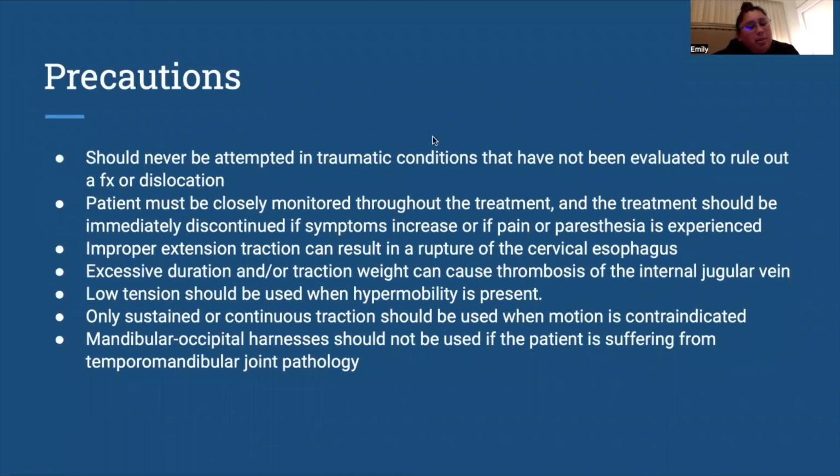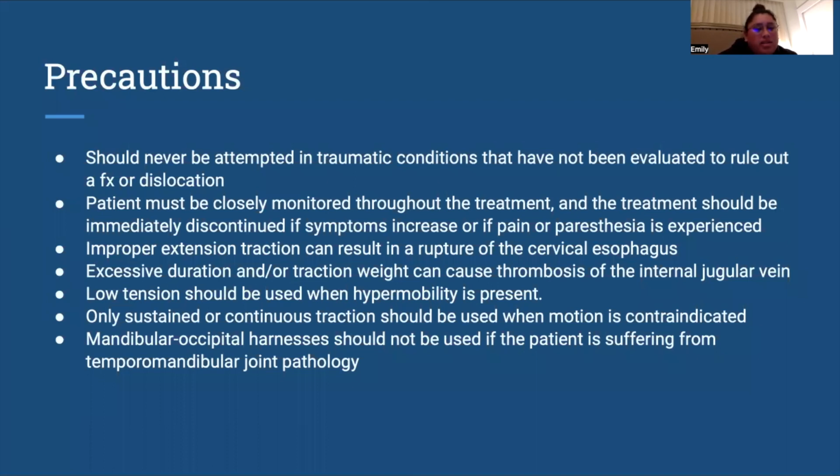And then the precautions: there's more precautions for cervical traction than there are for lumbar traction, but it should never be attempted in traumatic conditions that have not been evaluated to rule out a fracture or dislocation. The patient must be closely monitored throughout the treatment, and the treatment should be immediately discontinued if symptoms increase or if pain or paresthesia is experienced. Improper extension traction can result in a rupture of the cervical esophagus. Also, excessive duration under retraction weight can cause thrombosis of the internal jugular vein.